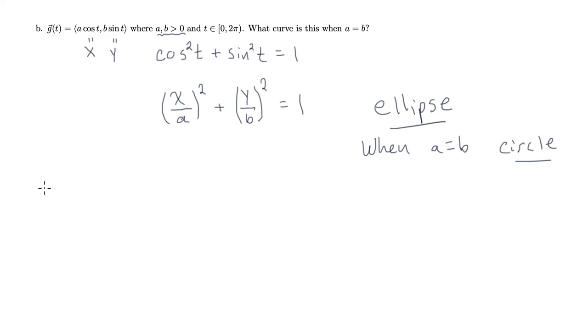So let's actually sketch an example. Let's just take a to be 2 and b to be 1. And see what happens, because we also need to think about this orientation. So t is going from 0 to 2 pi. So what is this going to look like? Well, in the x direction, this a is telling me my x radius is 2.